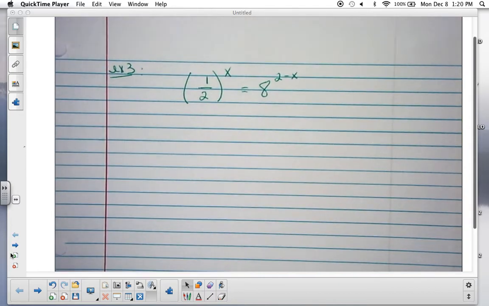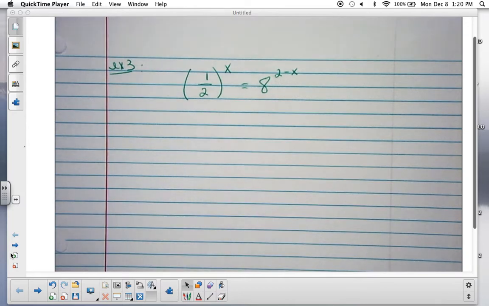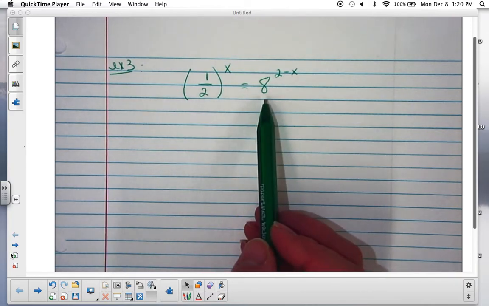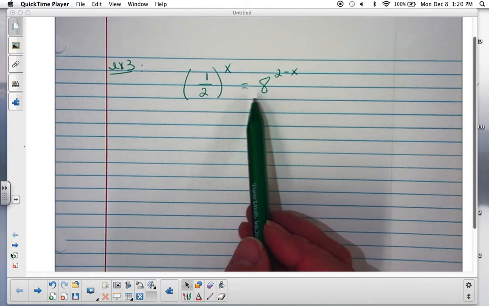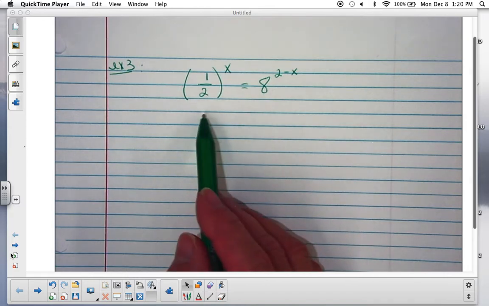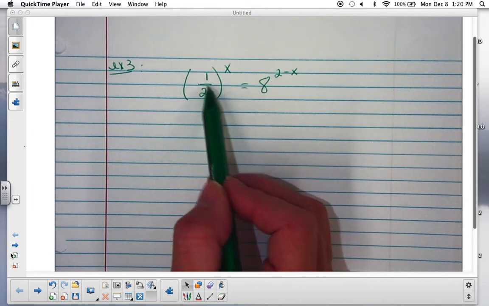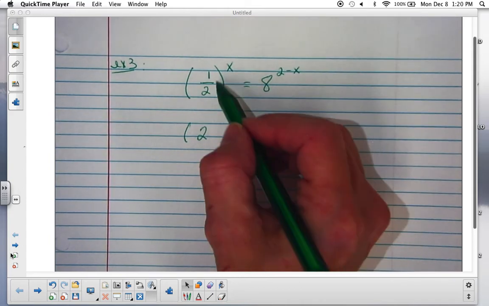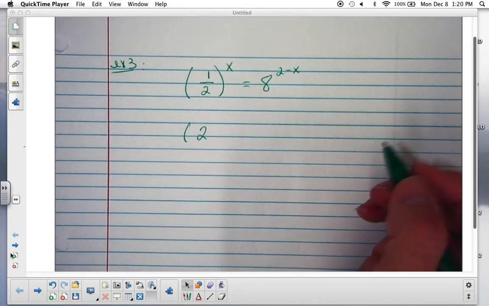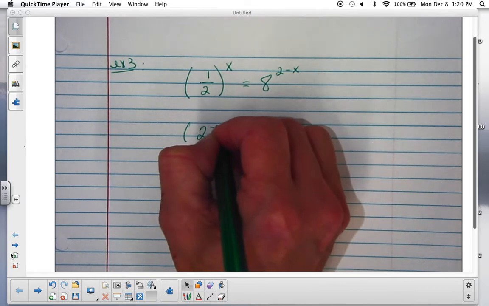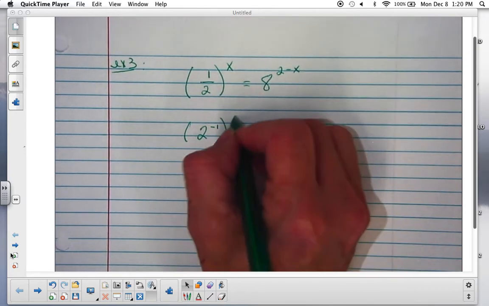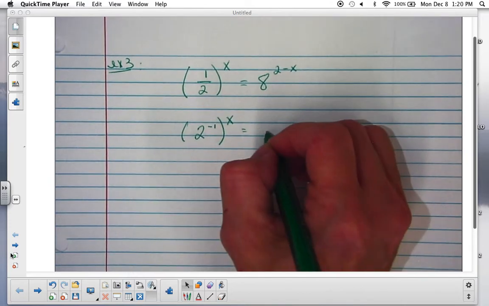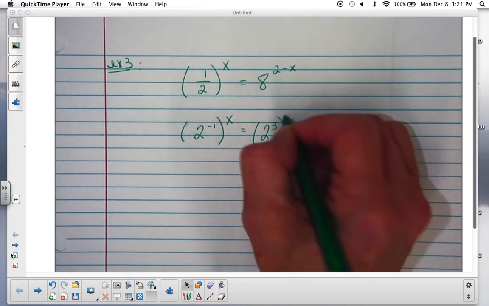The common base here, it might be tempting to say the common base is 1/2, and I'm sure that there is a way to do it to the 1/2. This is already 1/2, so you'd have to think of 1/2 to what exponent would make 8. But a way that might be a little bit simpler is to make the common base this denominator. If my common base is 2, 2 to what exponent would have made it go down underneath and make it a fraction? 2 to the negative 1 is the same as 1/2. And over here I'll replace 8 with 2 to the third power.